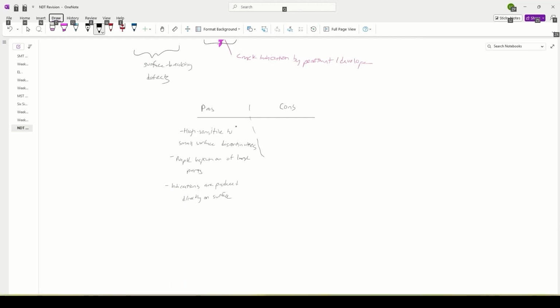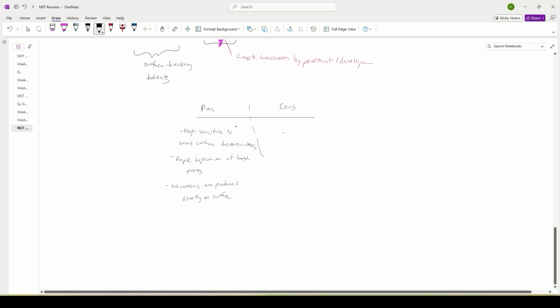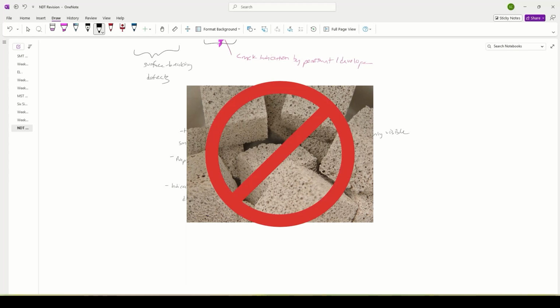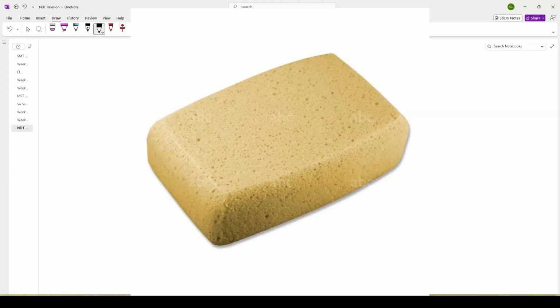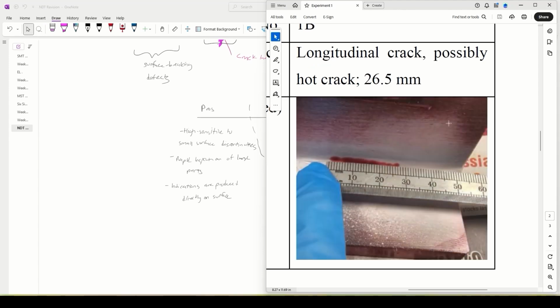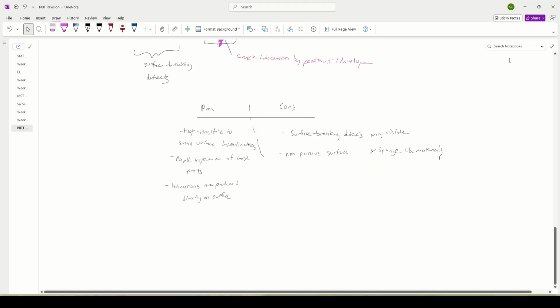However, the con is, as you can realize, only surface breaking. So if you want to detect a flaw that is underneath the surface, liquid penetrant wouldn't be able to do it. It also needs non-porous material, so no sponge-like material. Some materials have sponge-like structures. These are not able to be tested by liquid penetrant. This surface is steel, and steel is a relatively non-porous material.